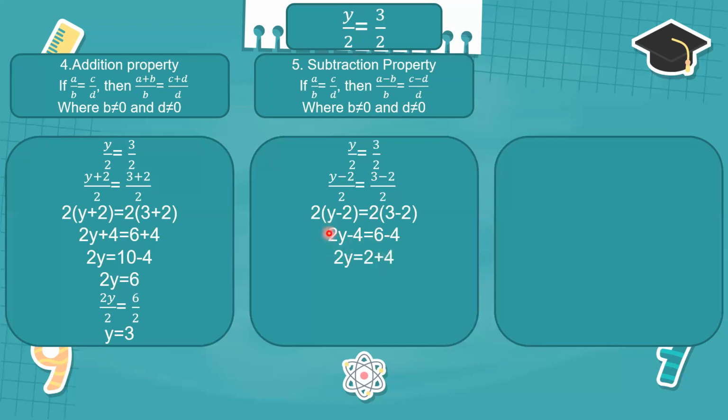So when we simplify, that would be 2y is equal to 2 plus 4. So 2y is equal to 6. Let's divide both sides by 2. y is equal to 3.